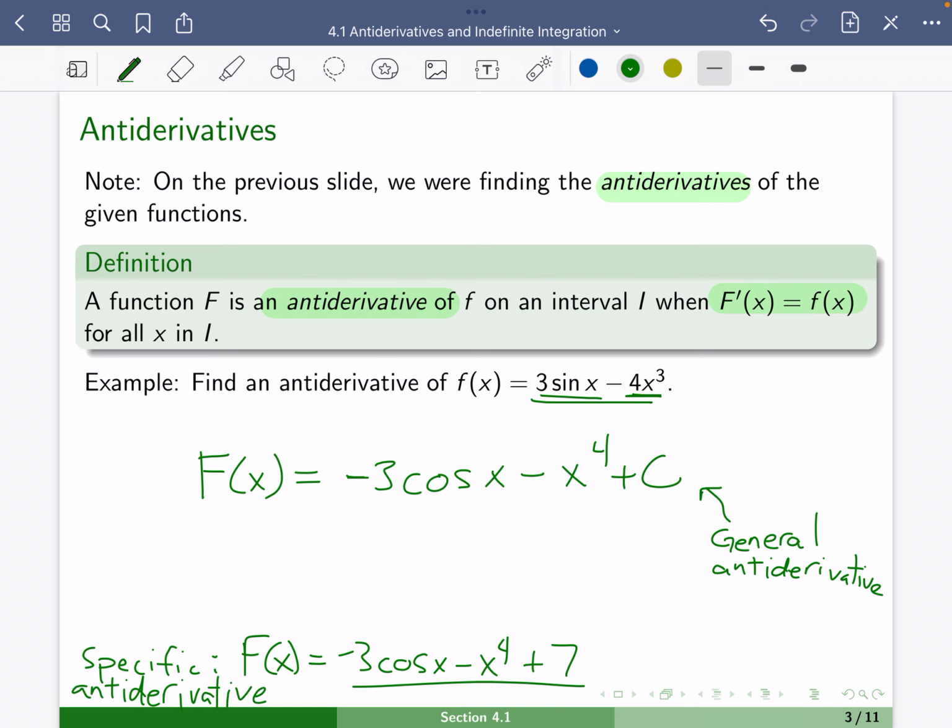In our next video, we will look more at antiderivatives, and we will talk about the process of integration. We will see you there.